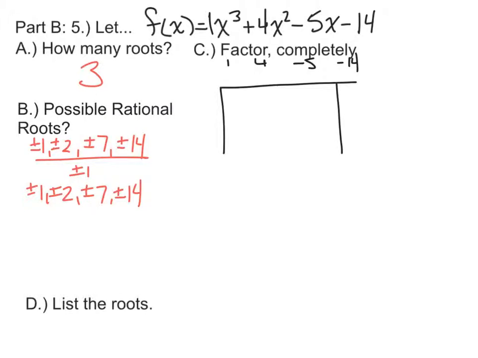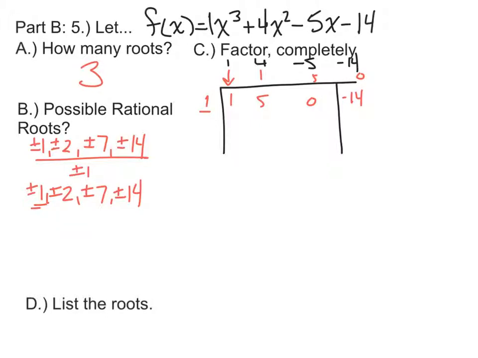So I'll start at the beginning of my list with the positive 1 and -1. First, bring down this 1, multiply and add. Multiply by 1, we get 1. When we add 4 and 1, it's 5. 1 times 5 is 5. When we add them, we get 0. 1 times 0 is 0, and when we add them, we get -14. That means that 1 is not going to be a root because it has a remainder.